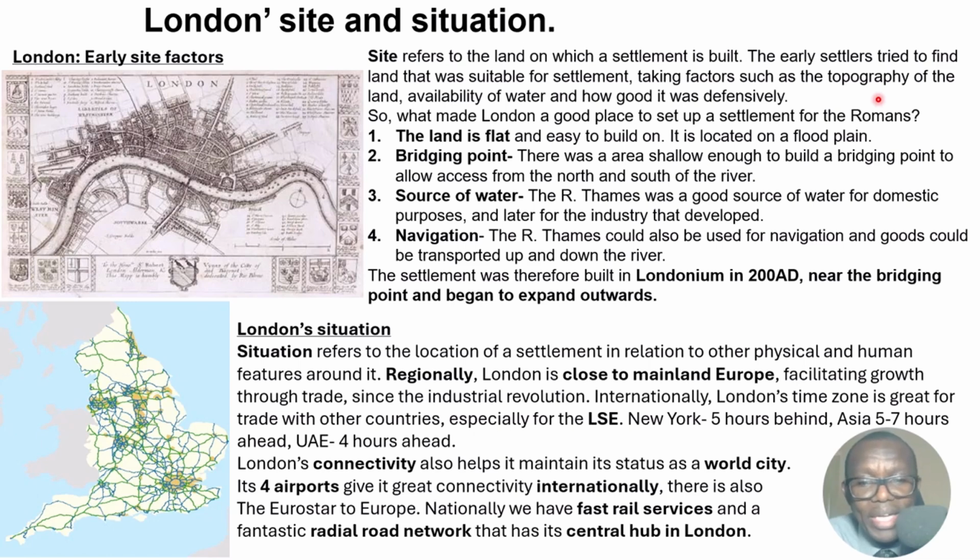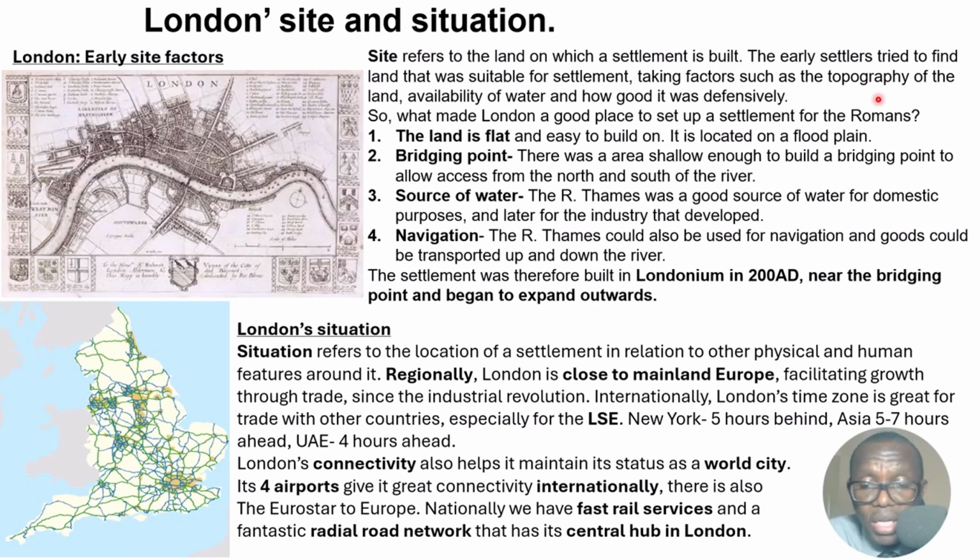Now, situation is slightly different to site. We said that site is the land on which a settlement is built. Situation refers to the location of a settlement in relation to other physical and human features around it. Regionally, London is close to mainland Europe, so that is a situational factor. It means that it's well located in relation to mainland Europe, and that has facilitated the growth of London through trade since the Industrial Revolution.